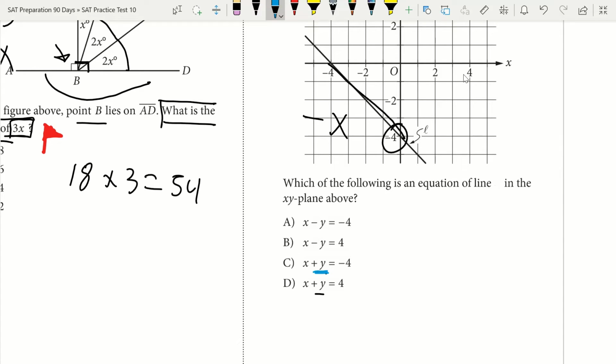I've got a y in answer choice C. That's positive, and I've already got a -4. So if I subtract x from each side, I'm going to have y equals -x minus 4. That gives me my y-intercept at -4. It also gives me my negative slope. C would be my answer there.